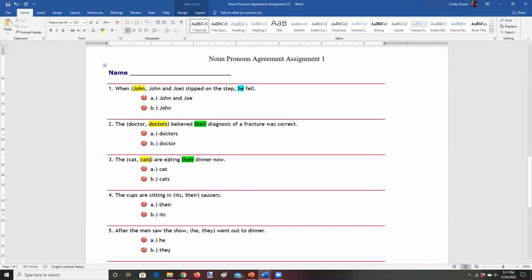So it's got to be cats. If it were just one cat, we would need its, or if this was our pet and we prefer to use human-like pronouns and it's a female cat, we'd use her. If it's a male cat, we'd use his. So this time we're given the antecedent, cups, and now we're trying to pick which pronoun we ought to use. Since this is plural, we should use the plural pronoun, their. If we had used its, then we should have said the cup. The cup is sitting in its saucer, and probably there would just be one saucer.